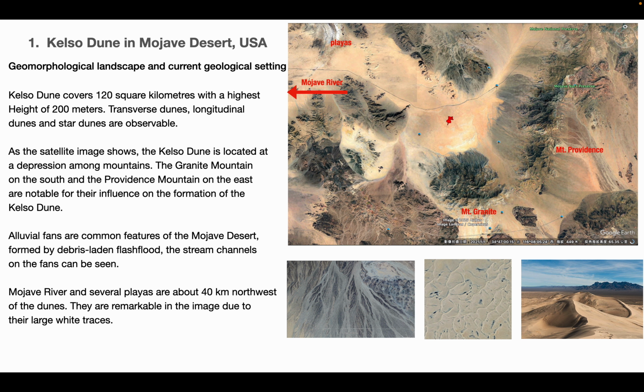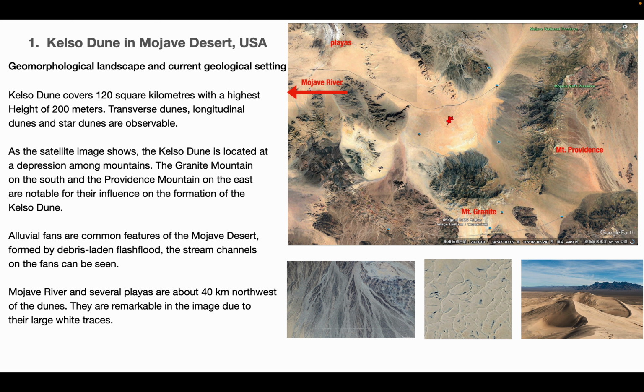The first place is the Castle Dune in Mojave Desert, USA. The Castle Dune covers 120 square kilometers with the highest height of 200 meters. The transverse dunes, longitudinal dunes, and star dunes are all observable in the satellite image. According to the image, the Castle Dune is located in a depression among mountains.